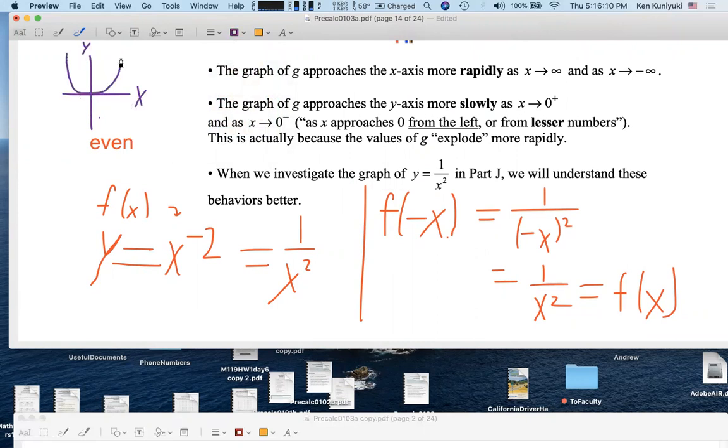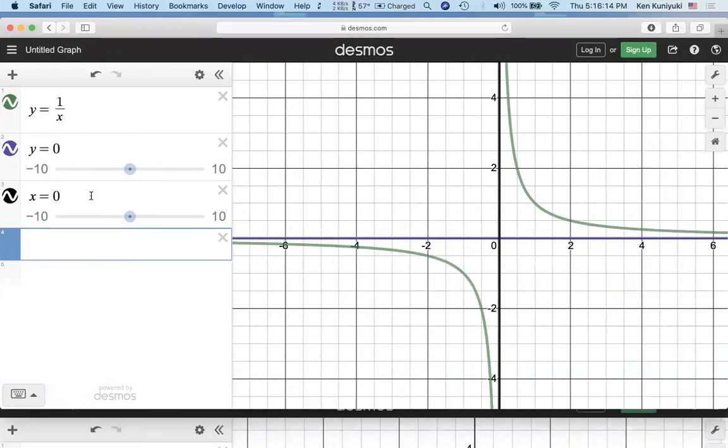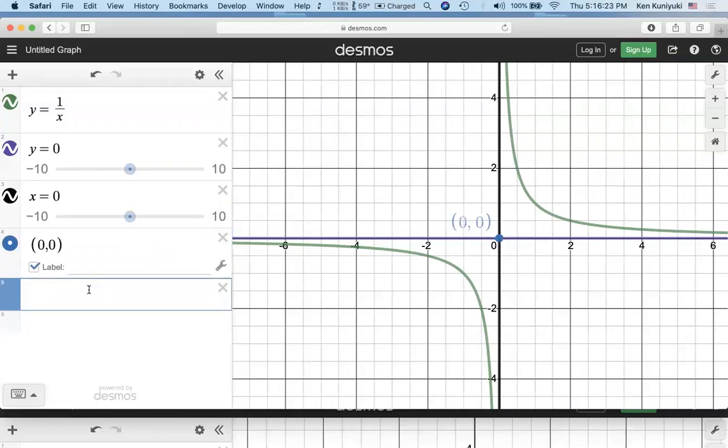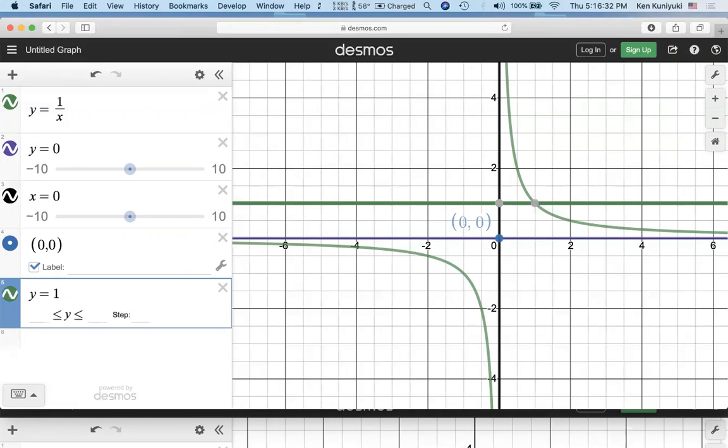Y equals x squared, we know, is symmetric about the y-axis. What about this guy? Now here's y equals 1 over x. This was odd, remember? Symmetric about the origin, 0, 0. But now, what about y equals 1 over x squared? How would that graph be different? Yeah, in quadrant 1, it'll look a bit different. But how will this graph be different?